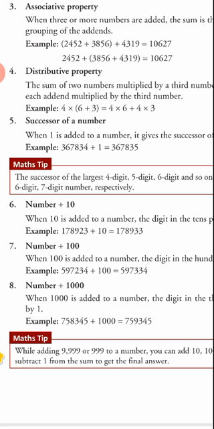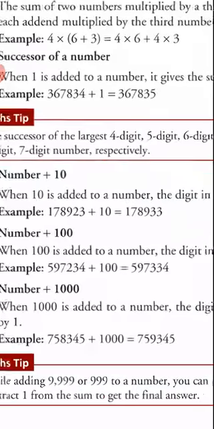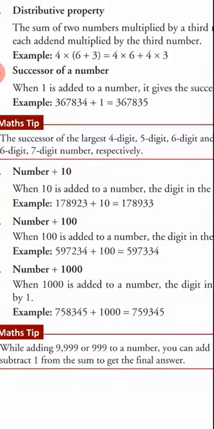In another example, you can see that a group of the last two numbers has been made, like 3,856 and 4,319. So after adding the last two numbers, we will get the sum and we will add 2,452 to it and we will get the same answer, 10,627.